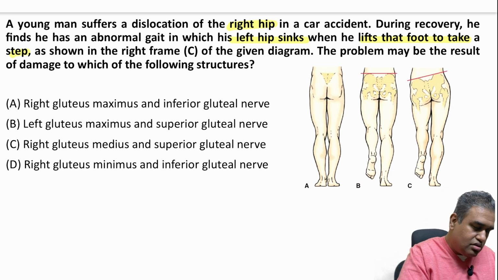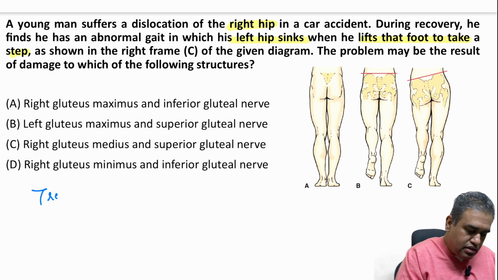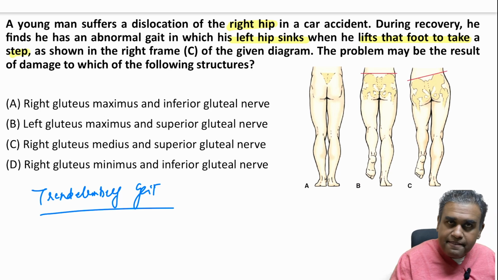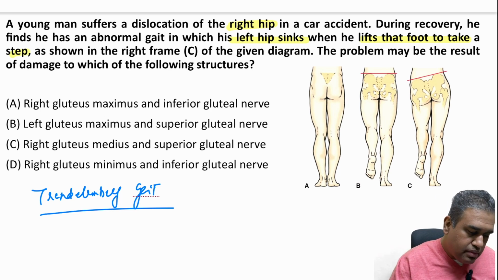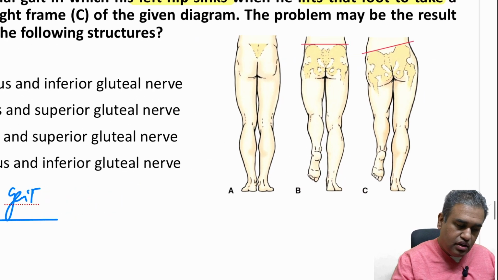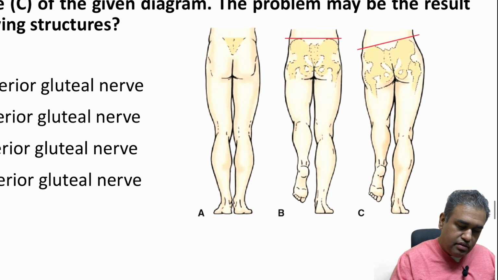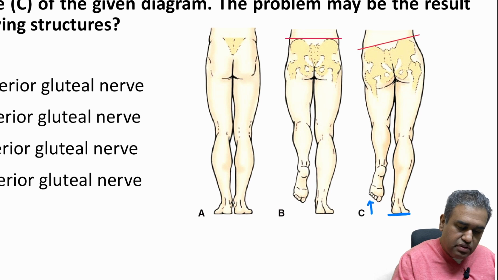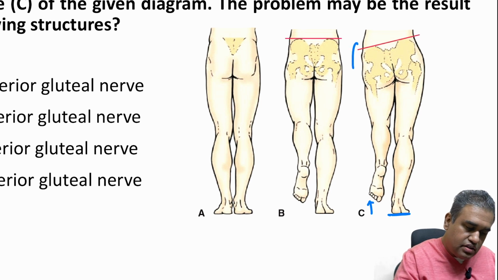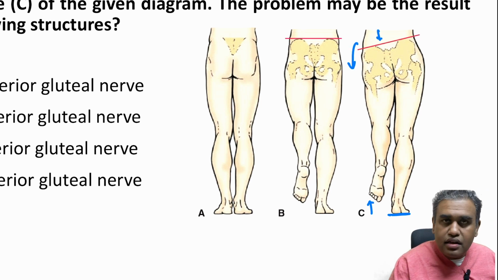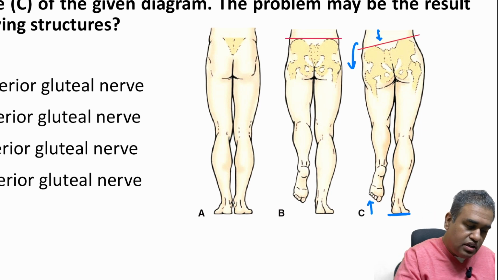If you look at the image also, you will realize we are dealing with the Trendelenburg's gait over here, a Trendelenburg's sign over here. The problem may be the result of damage to which of the following structures. So if you see this image, as this person is putting the right foot on the ground and lifting the left foot off the ground, the left hip you can see is going down. You can see this inclined red line over here, which normally should be horizontal.